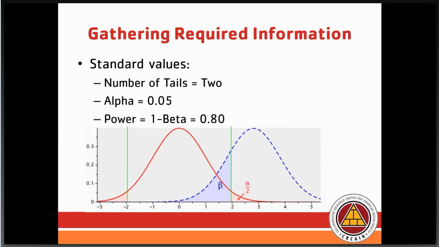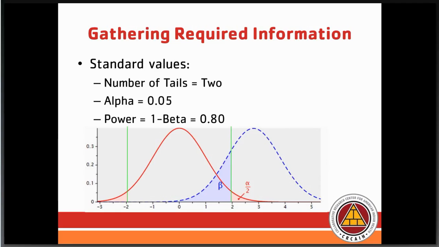In order to perform sample size calculation, we need to gather some required information. The first piece that we will need is the number of tails for the test. If we are trying to show a difference between two values or an effect, we will use a two-tailed test. The next required item is significance level. 0.05 is the generally accepted level for alpha.